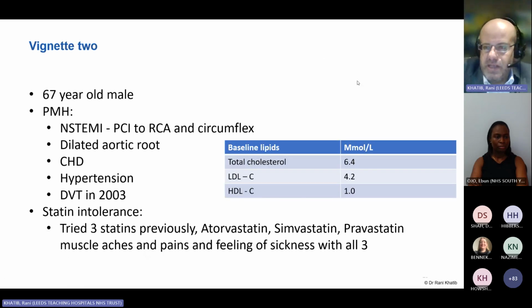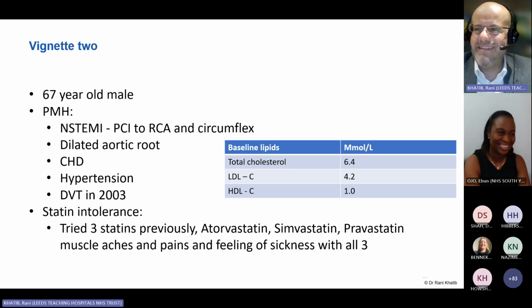This is an interesting case. This is a patient who is 67 years old. He had an NSTEMI, had PCI, he had a dilated aortic root, well-established coronary heart disease. Sorry, I'm going into case 2, assuming there were no questions on case 1. If there are, let me know, Evan. I can't see questions.